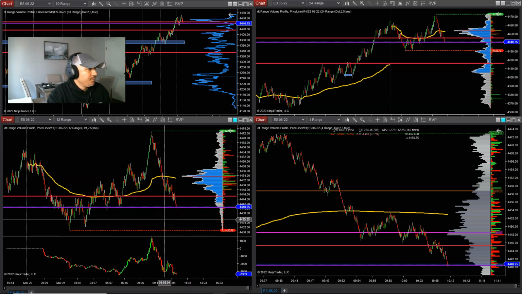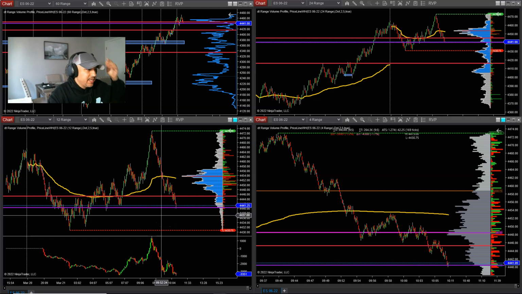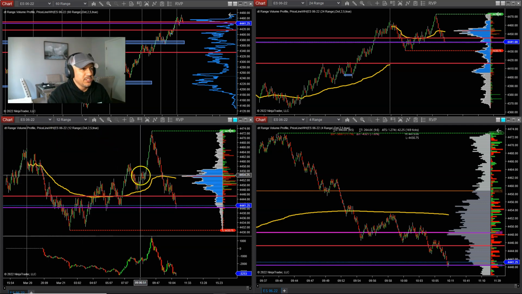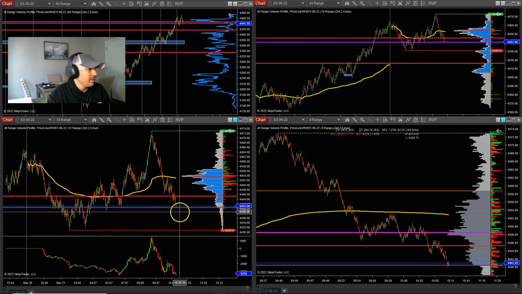Okay, so we're looking at the E-mini S&P 500. This is the ES, the futures market. This is the E-mini S&P 500, which is a derivative of the S&P 500, the major index. So we're looking here this morning to see what kind of trades we can get into. Hopefully, it'll be a good day for us.